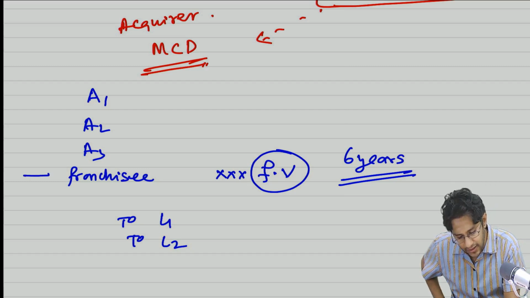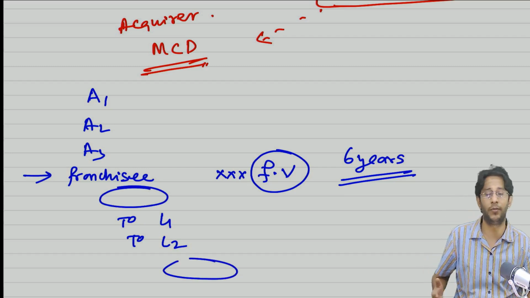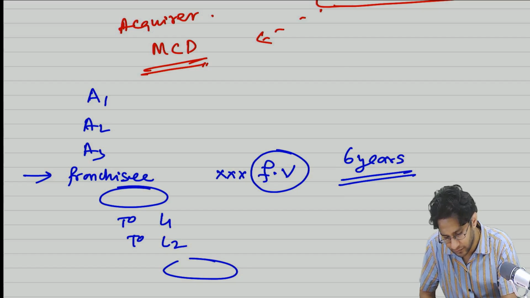So after recognizing this franchise as an intangible asset, you will try to see whether you are having a goodwill or a bargain purchase. So that is one exception.